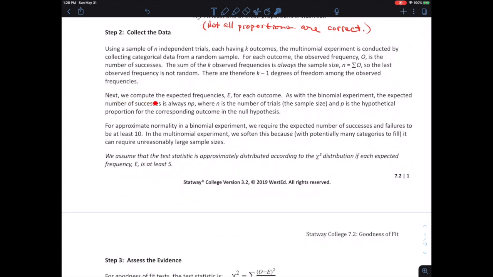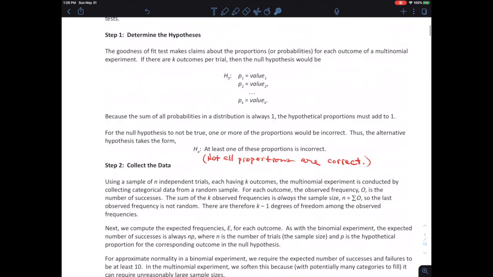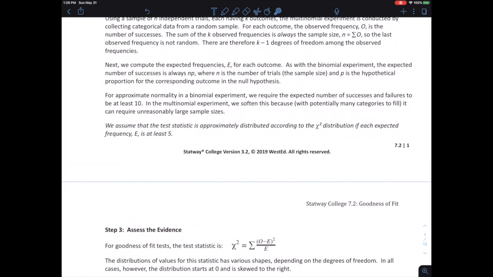Next, we compute the expected frequencies E for each outcome. As with the binomial experiment, the expected number of successes is always NP, where N is the number of trials, and P is the hypothetical proportion for the corresponding outcome in the null hypothesis. So you're just going to do an NP for each one of these P numbers in the null hypothesis. Those will all have to be a certain size.